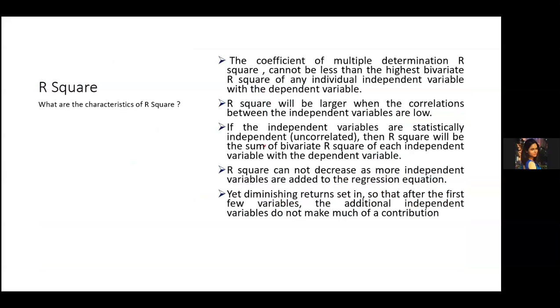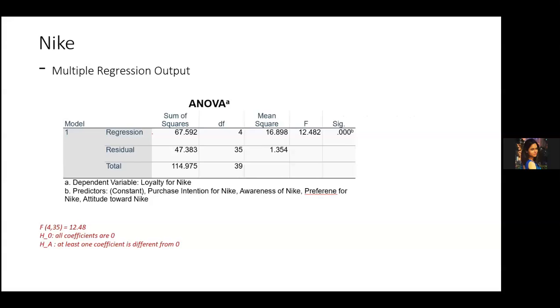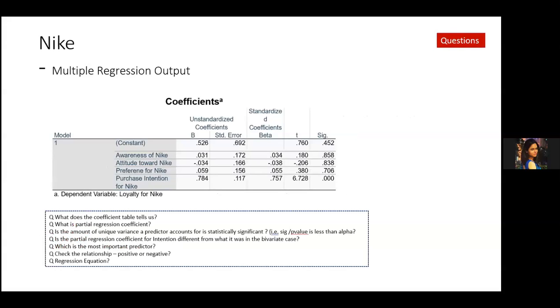So you can read about this R square value, it will always increase, so you have to check adjusted R square value. And let's see, this is the coefficient table. Can you tell me what all variables are significant here? Only purchase intention for Nike, right? ये भी significant नहीं है, ये भी नहीं है, ये भी नहीं है. And maybe that is the reason कि ये सारे significant नहीं है. That's why मेरी adjusted R square value कम हो गई.